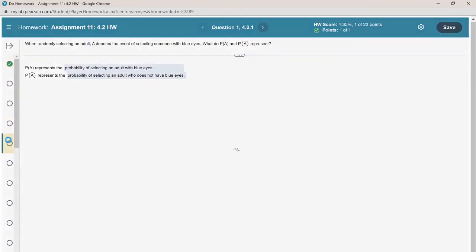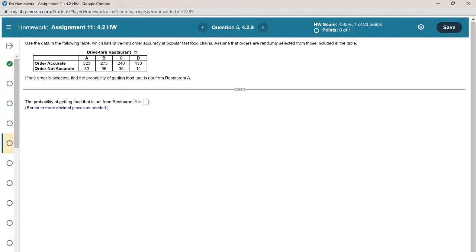Okay. Let's go to another example. Use the data in the following table, which lists drive-through order accuracy at popular fast food chains. So there are 4 fast food chains we are including here: A, B, C, and D. Assume that orders are randomly selected from those included in the table. If one order is selected, find the probability of getting food that is not from restaurant A. So to find out how many orders there are, you have to add them all to find the total number. And you need to find out how many orders are from restaurant A. And from there you can answer this question.